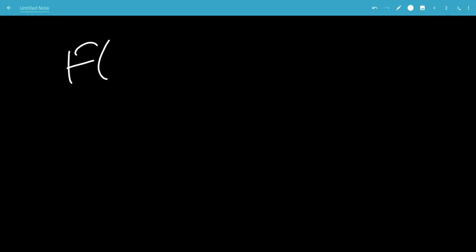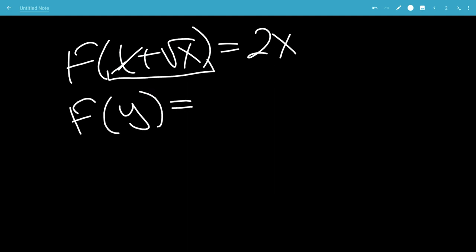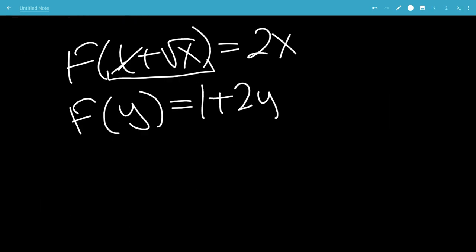So our original equation is f of x plus square root of x being equal to 2 times x. So this will be f of this whole term, and the parameter will be y. 2x will be replaced with 1 plus 2y minus the square root of 1 plus 4y.